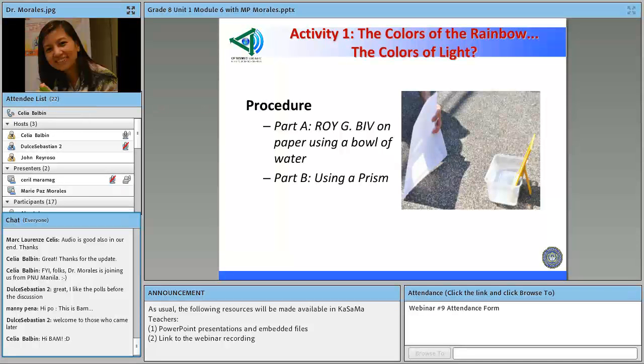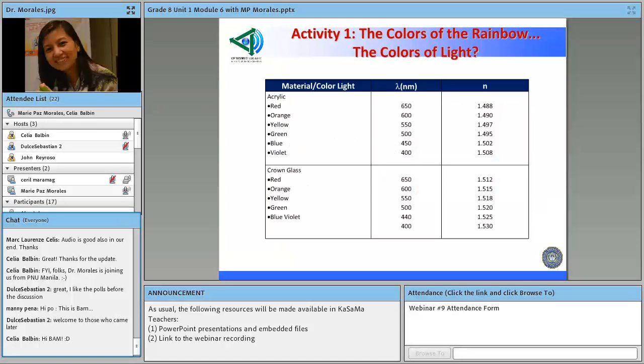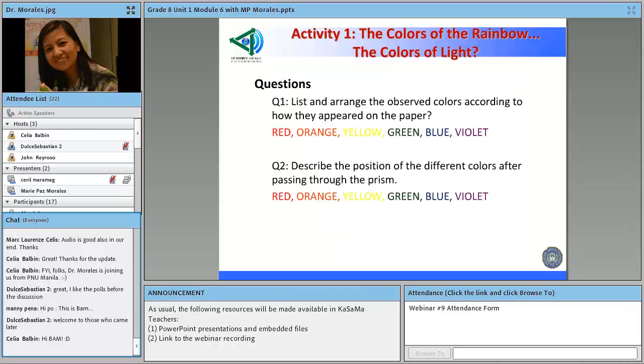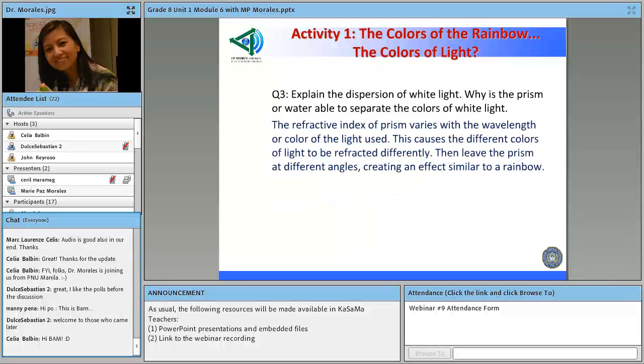So some reminders: make sure that your students are observing the light that strikes the mirror and is reflected by the mirror onto the white screen. So we can make use of this table to connect the refractive index and the arrangement of the colors as they see in the outputs that they have in the 2 parts of the activity. These are the different questions, once again, that will serve as your guide questions for the post-discussion.